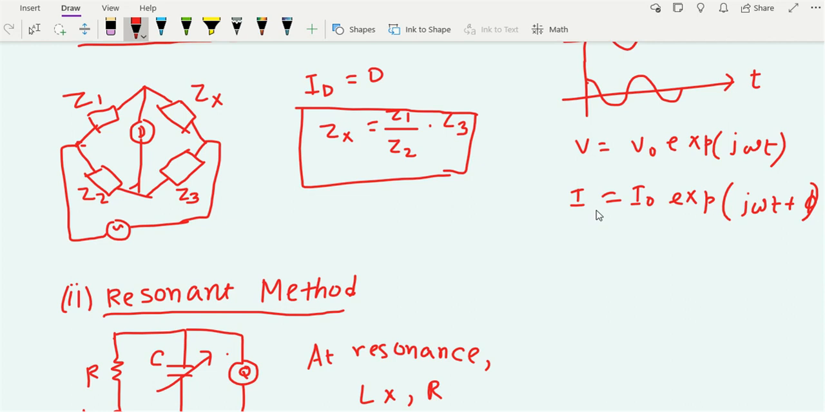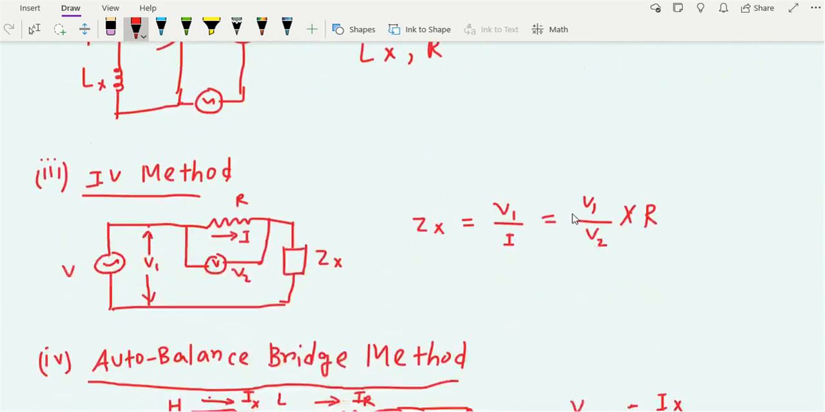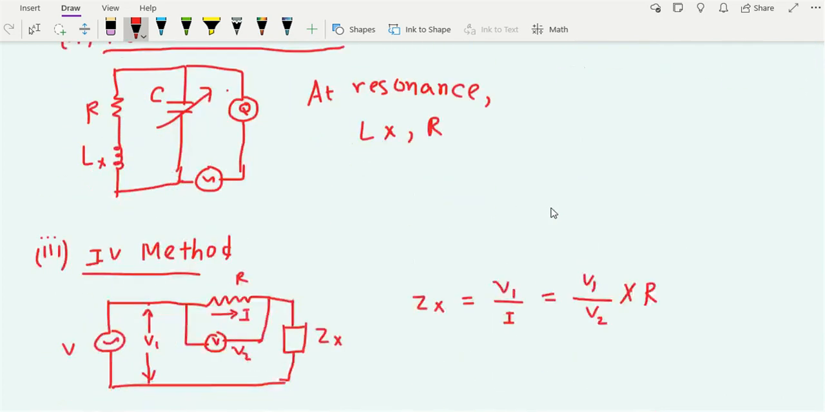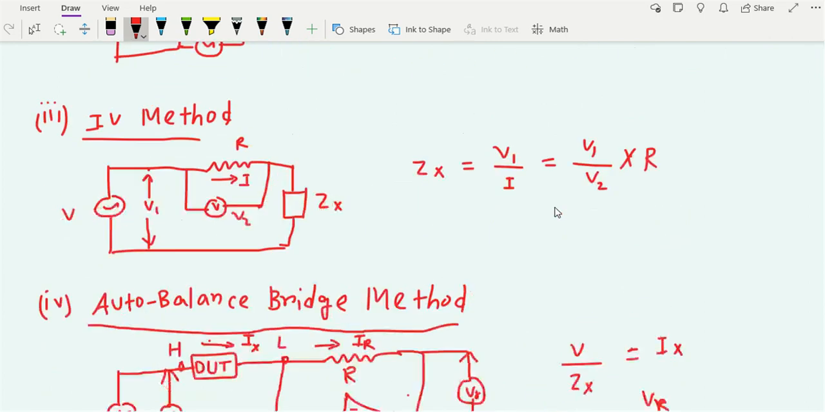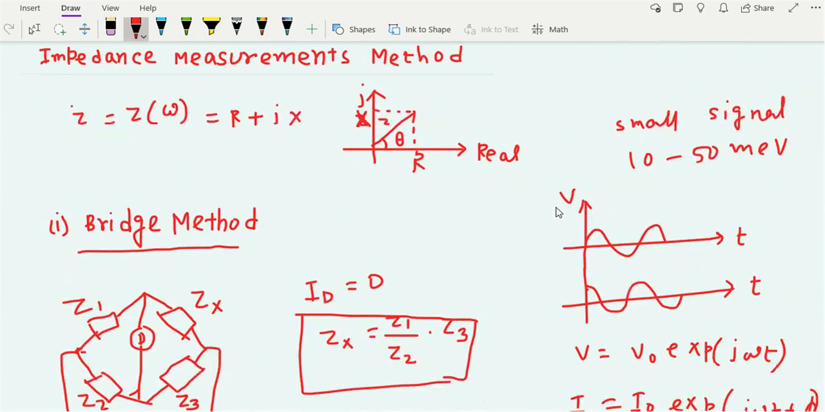And these are the 4 different impedance measurement methods that we discussed: the resonant method, the IV method, the auto balancing bridge method, and the first one, the Wheatstone bridge method.